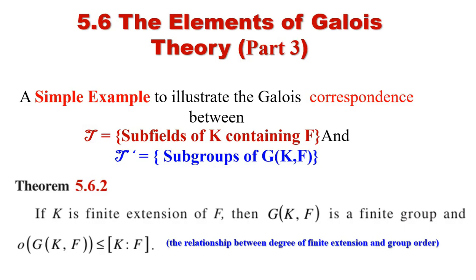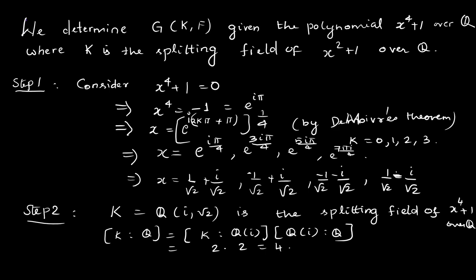So what is that polynomial that we are going to consider? It is x power 4 plus 1 over Q that we are going to consider. We will determine what is GKF, and then the subfields of K also, the subgroups of GKF, everything. So here K is the splitting field of this x power 4 plus 1, not x square, x power 4 plus 1 over Q. How to find the splitting field is explained in one of the videos.